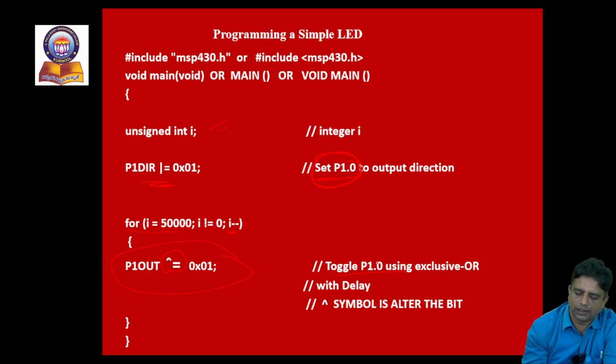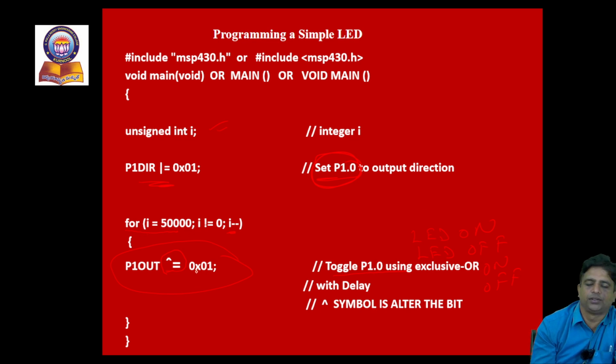So if it is 1 already, then the LED will glow. At the next count, the LED goes off, again on, again off, and it will keep happening until the count goes from 50,000 to 0. So I can give a rough answer: 25,000 times it should be on, 25,000 times it should be off. So we are saying it in terms of times.